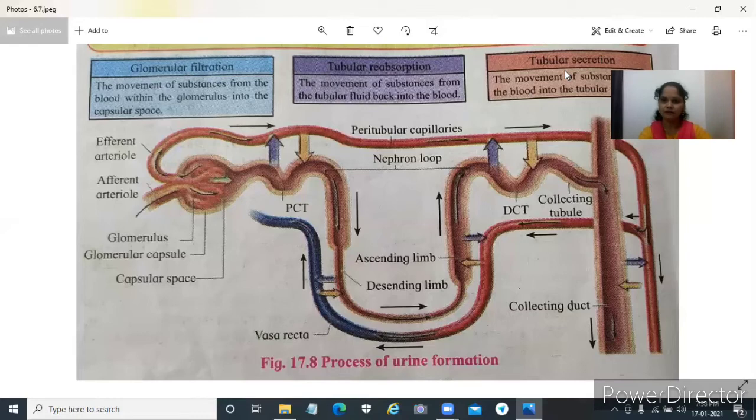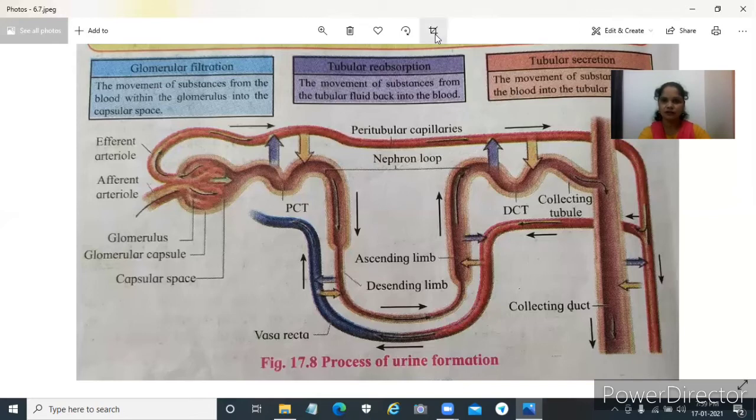Now the third step is tubular secretion. It is the movement of substance from the blood into the tubular fluid, meaning the blood vessels contain substances that are not useful, they are waste substances. So that's why they enter inside the tubule. Look at this, they enter the tubule from the blood. So this third step is tubular secretion.